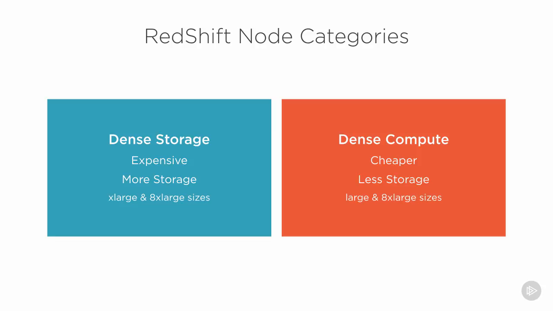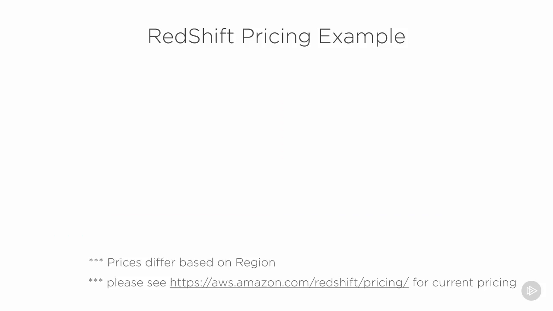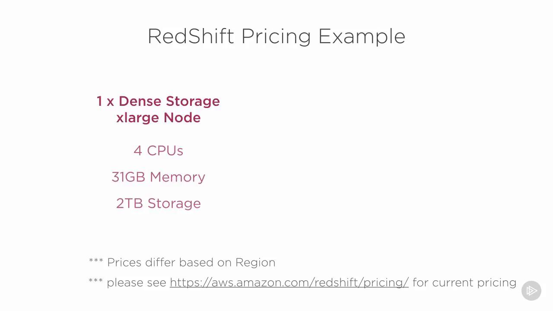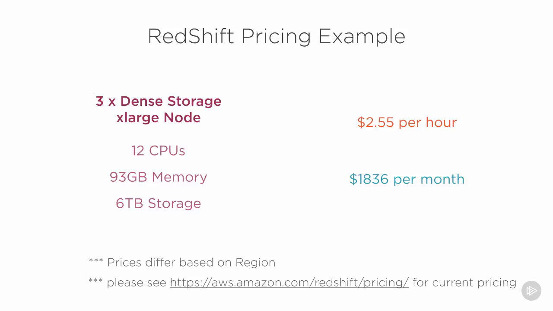Let's just look at the pricing for a dense storage extra large node in the Oregon region. With a single node, you'll have 4 CPUs, 31 gigabytes of RAM, and 2 terabytes of storage. All of this will cost 85 cents per hour. That adds up to around $600 a month. And again, this is just for a single node. If you were running in a cluster, you would multiply this cost per node.